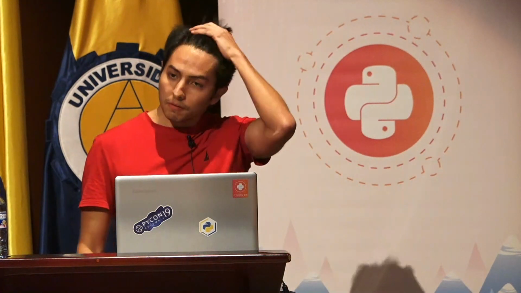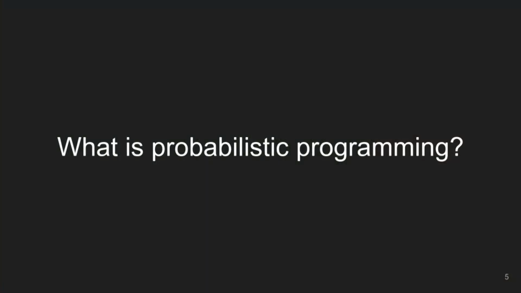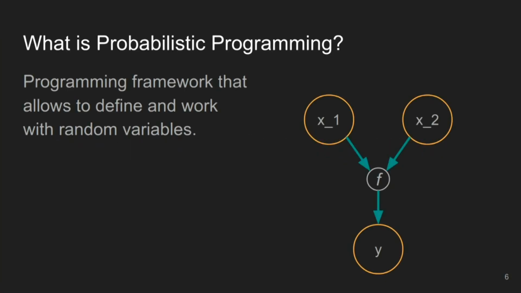Okay, so let's begin. First of all, what is probabilistic programming? Because it's kind of a vague idea. What is probabilistic programming in the first place? So basically, in a nutshell, probabilistic programming is a framework that allows us to define and work with random variables.